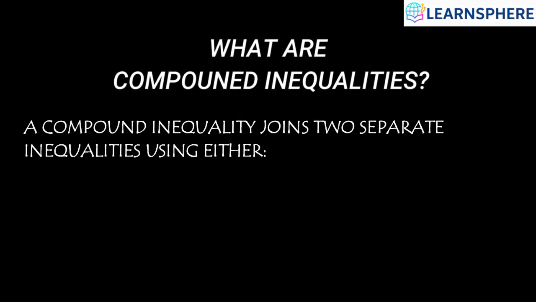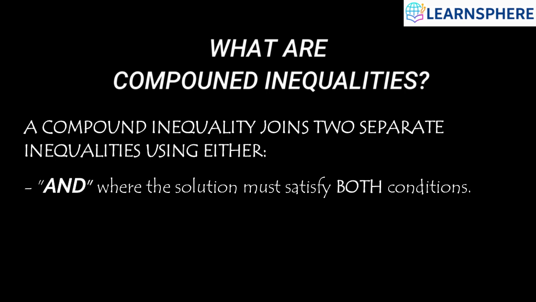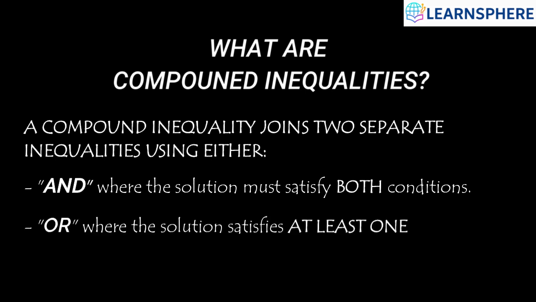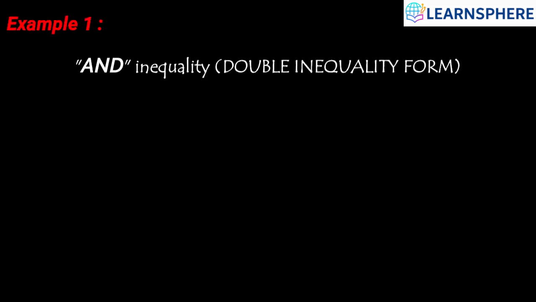A compound inequality joins two separate inequalities using, firstly, the word "and", where the solution must satisfy both conditions, and secondly, the word "or", where the solution satisfies at least one of the two conditions. Let's go on to the first example, where we have the "and" inequality expressed in the double inequality form.